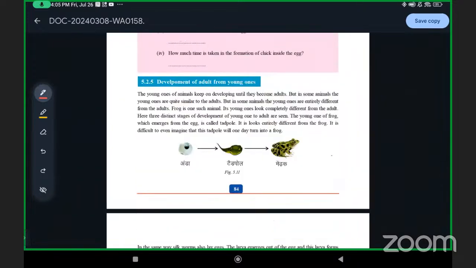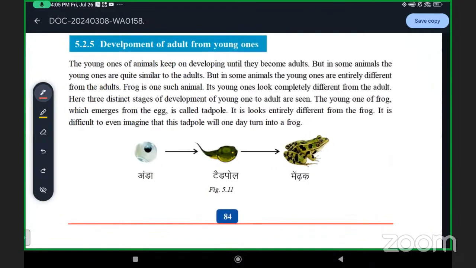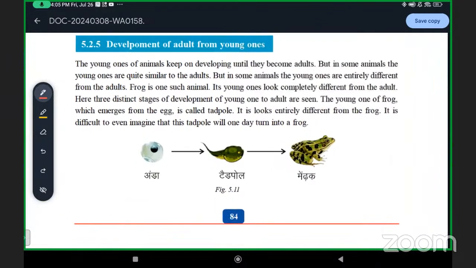Then development of adult from young ones. Now, the young ones of animals keep on developing until they become adults. But in some animals, the young ones are quite similar to the adults. But in some animals, the young ones are entirely different from the adults. Frog is such an animal. Its young one looks completely different from the adult. Here are three distinct stages of the development of young one to adult.